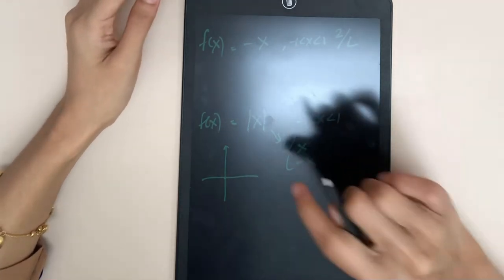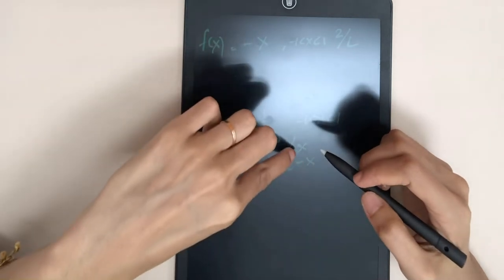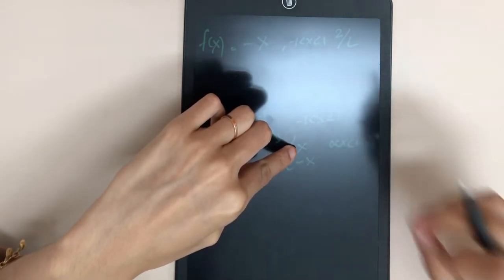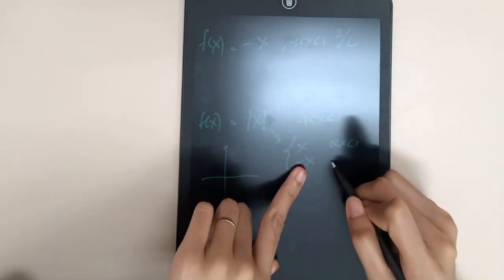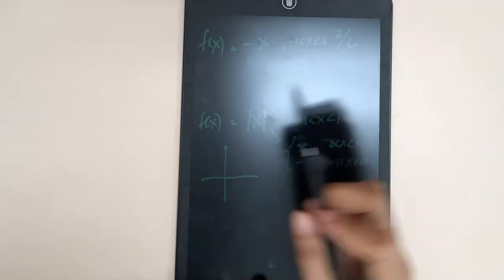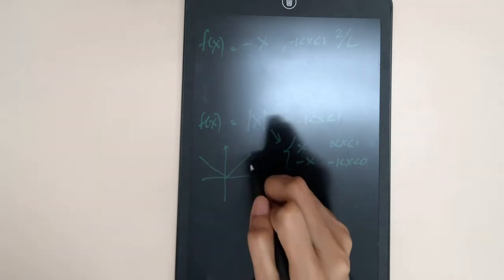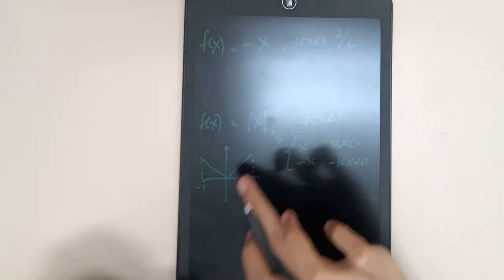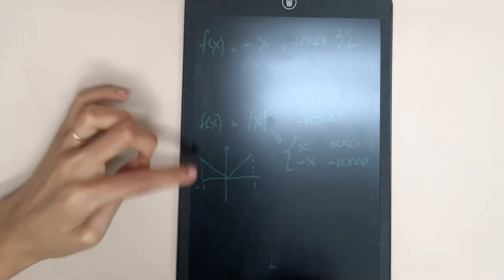So modulus x I divide into 2. The positive part covers from 0, where x is a positive value. The negative part covers from -1 until 0. That's why we get a graph like this, from 0 until 1 and from 0 until -1. This line is for positive x and this line is for negative x.